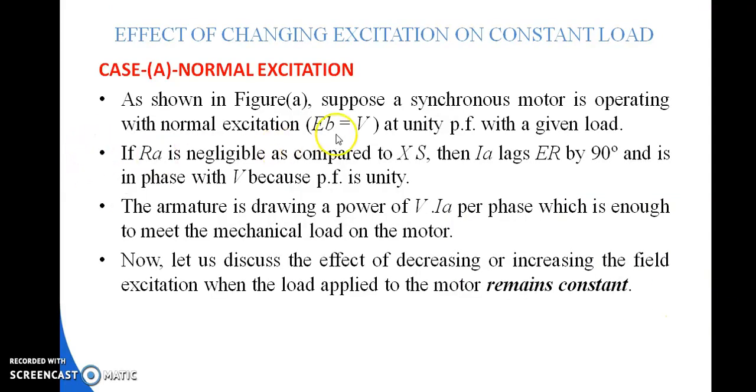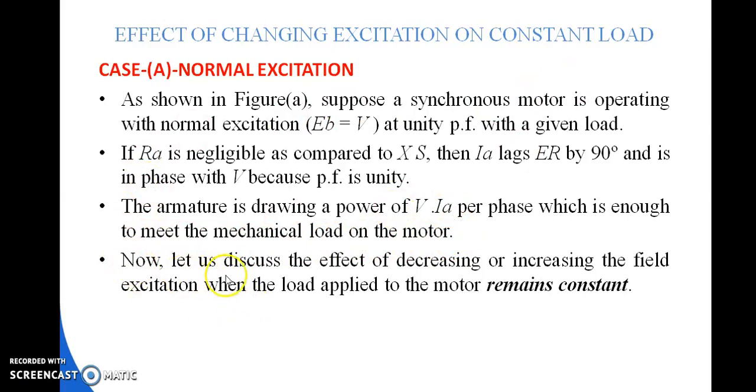Here we will discuss case 1. As shown in the figure, suppose a synchronous motor is operating with normal excitation, that is unity power factor. So RA is negligible as compared to XS. Then IA lags ER by 90 degrees and is in phase with supply voltage V because the power factor is unity. The armature is drawing a power of V into IA per phase, which is enough to meet the mechanical load of the motor.